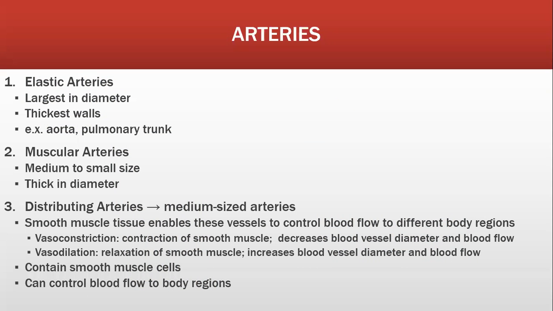So what are arteries? So there are different types of arteries. We have the elastic, muscular, and distributing arteries. So the elastic arteries are largest in diameter and have the thickest wall. Examples are the aorta and the pulmonary trunk, while our muscular arteries are medium to small size and thick in diameter, and our distributing arteries are our medium-sized arteries. So the smooth muscle tissue enables these vessels to control blood flow to different body regions.